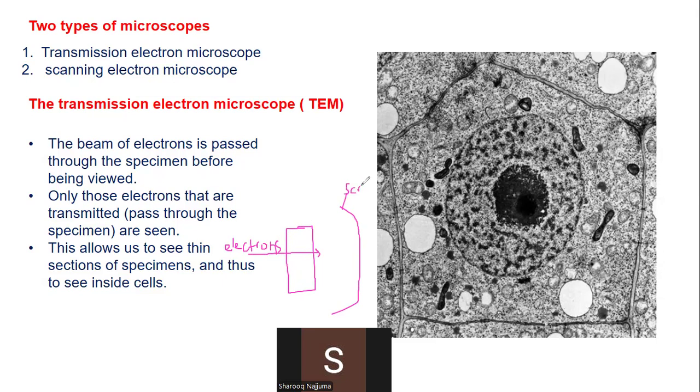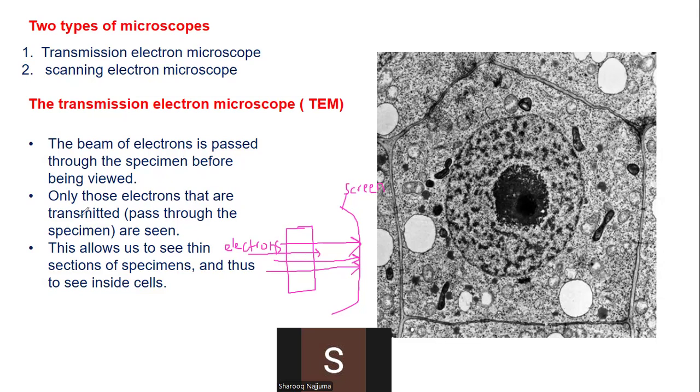Remember, you cannot see electrons. For light, you could see light. That is why you just place your eye on the eyepiece. But for the electron microscope, there is always a fluorescent screen where those electrons have to fall. When the electrons fall on that screen, an image is made. Most of the time, the image that is made is in black and white. That is why in your papers, you find a lot of diagrams that are in black and white. So the beam of electrons is passed through the specimen before being viewed.